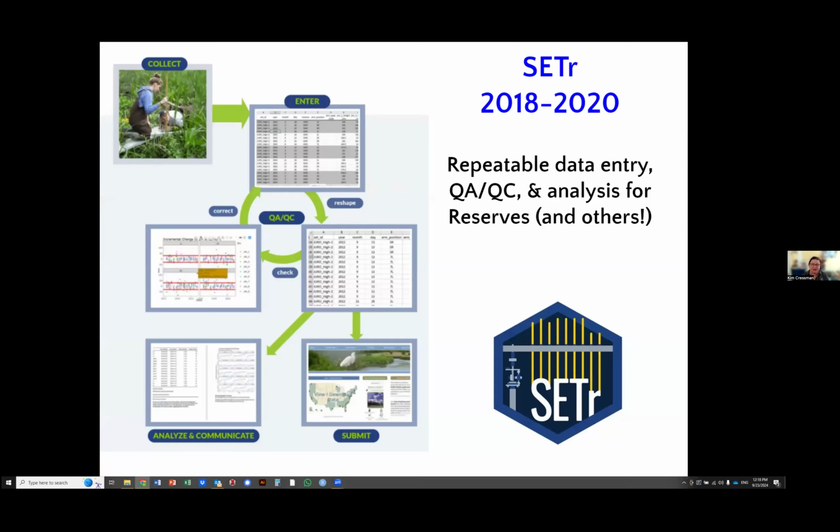Today, I'm talking to you about a project called SETr, where we developed tools to use the programming language R to analyze surface elevation table data. But the use of R was made in such a way that you do not have to be an R expert to use it. You just hit some buttons and magic happens if it's working well. The idea was to create repeatable data entry, QA/QC, and analysis, not just for the reserves, but that could be transferable to others.